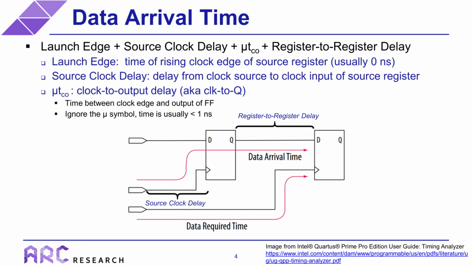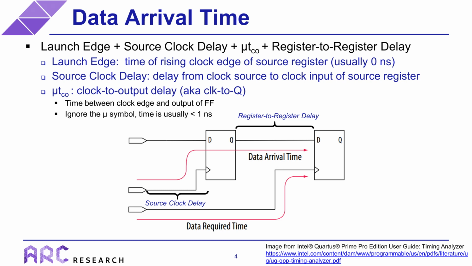So let's look at the data arrival time first. The Quartus documentation defines this time as the summation of the launch edge, the source clock delay, the micro clock to output delay, and the register to register delay. The launch edge is just the time of the rising clock edge for the source flip-flop. You can think of it as the source launching a signal to the destination. Now this value is usually just going to be 0.